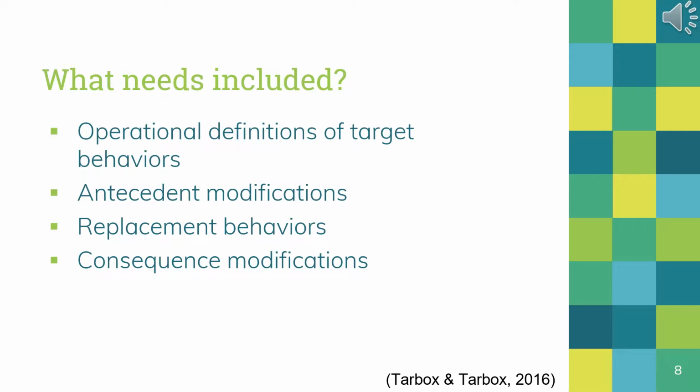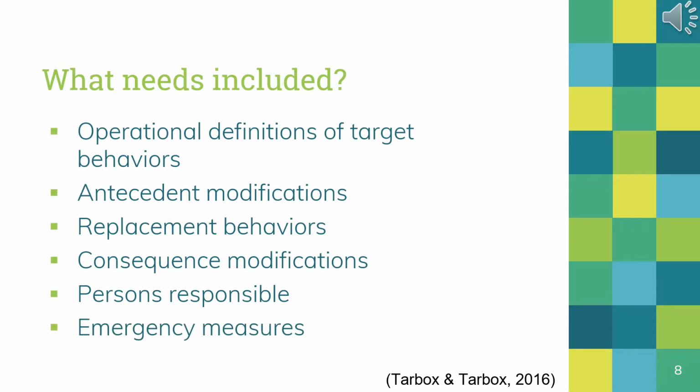Fifth, all behavior reduction plans should list the persons responsible. While this is often a team process, a point person should be clearly identified, such as the BCBA, a teacher, or a technician. Sixth, emergency measures should be identified if applicable. These include what to do if a problem behavior becomes too dangerous and the steps to follow in these severe situations. The final component is the function of the behavior. This should be derived from the results obtained in a functional behavior assessment.